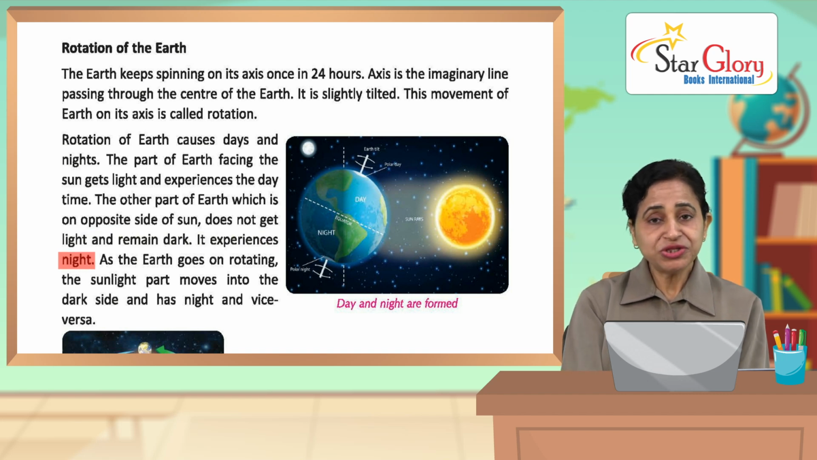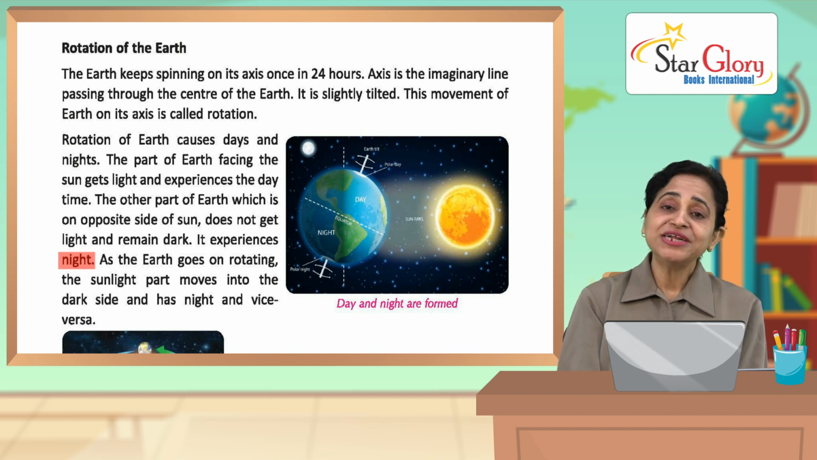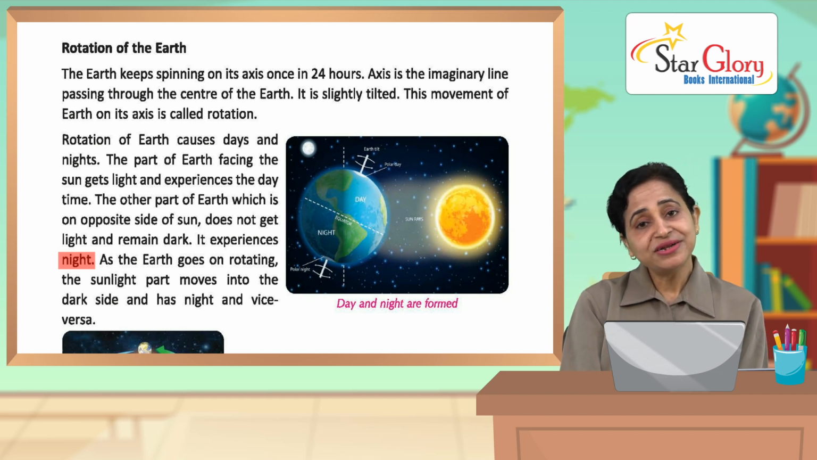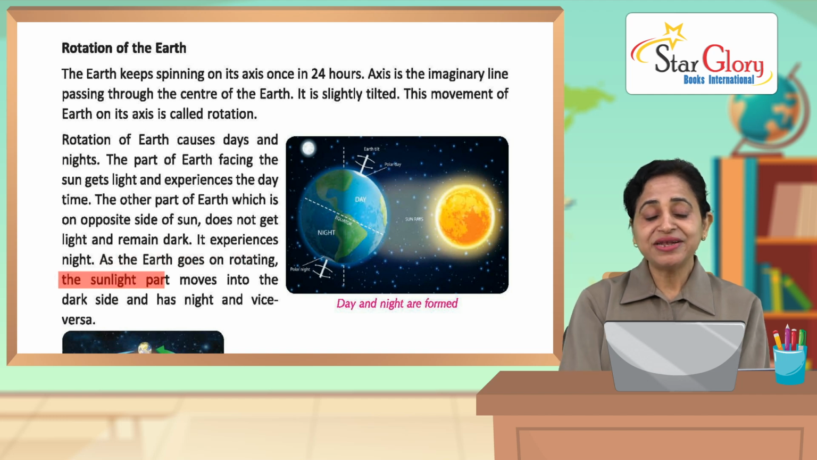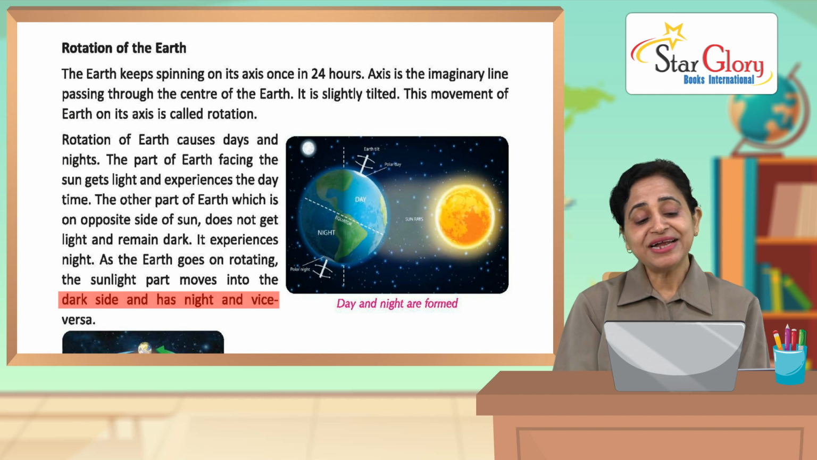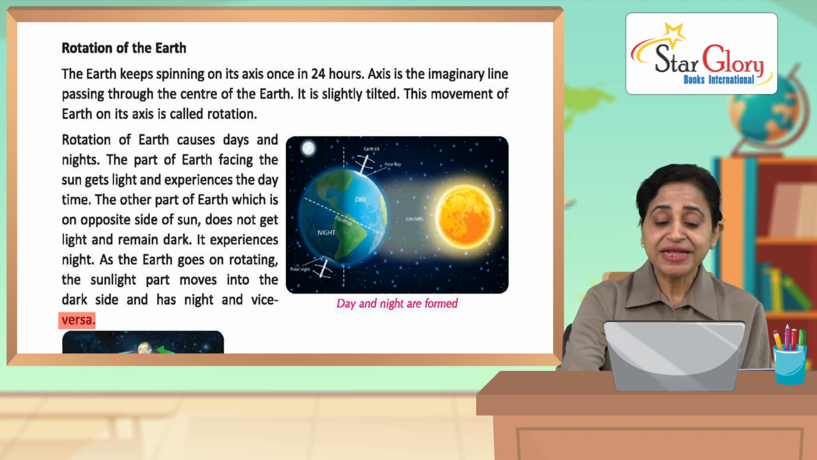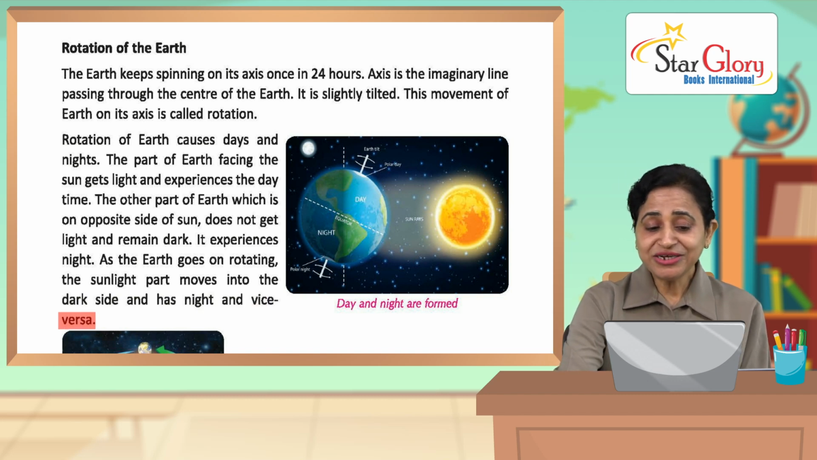जब उस पार्ट में नहीं होती जहाँ सन होता है, सन के अपोजिट पॉइंट पे होती है, तो फिर क्या हो जाता है? डार्क, एंड डार्क से क्या होता है? नाइट. So as the earth goes on rotating, the sunlight part moves into the dark side and has night and vice versa. ऐसे ही चलता रहता है, right?